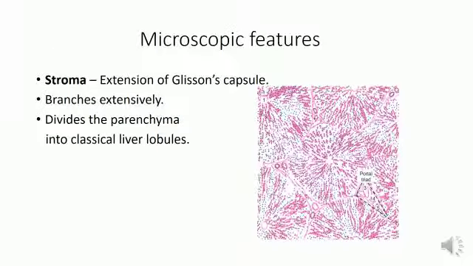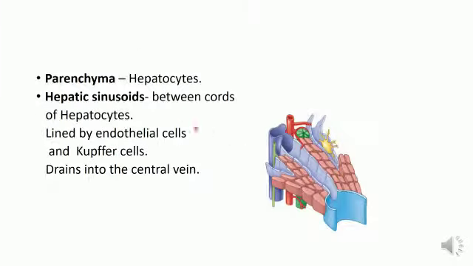Coming to the microscopic features of liver. We know that the liver is covered by a thin layer of connective tissue capsule known as Glisson's capsule. The liver is an accessory gland of gastrointestinal system made up of stroma and parenchyma. The stroma is an extension of Glisson's capsule and it branches extensively and divides the parenchyma of liver into classical liver lobules. Coming to the parenchyma, it consists of organized plates of hepatocytes separated by sinusoidal capillaries.